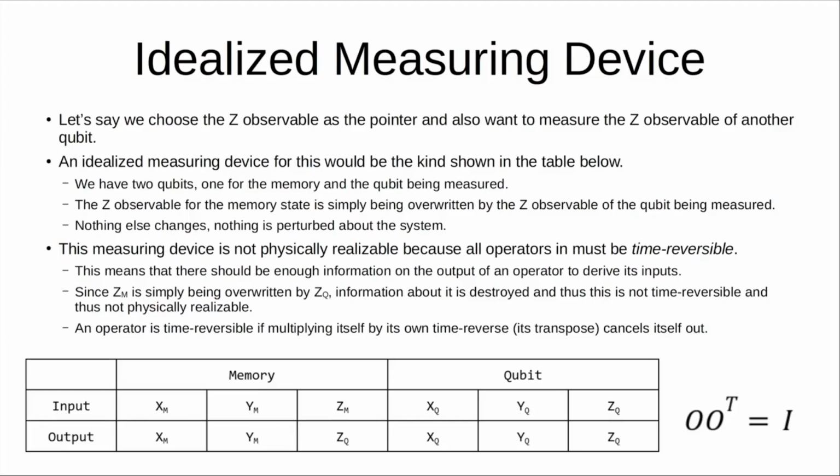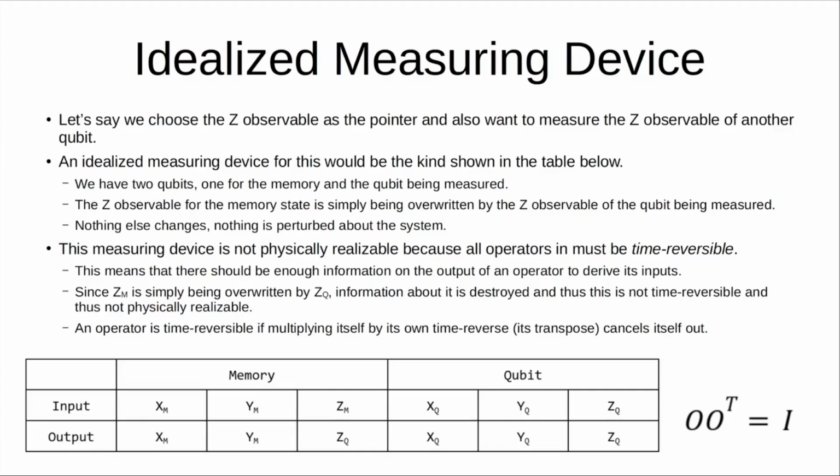Now, if you can see, the only thing that happens on the output is that the Z observable of the memory state of the measurement device, which again is our pointer, changes to the value of ZQ, which is the value of the observable of the qubit we're measuring. Nothing else changes. Nothing else is perturbed. This is a perfect measuring device.